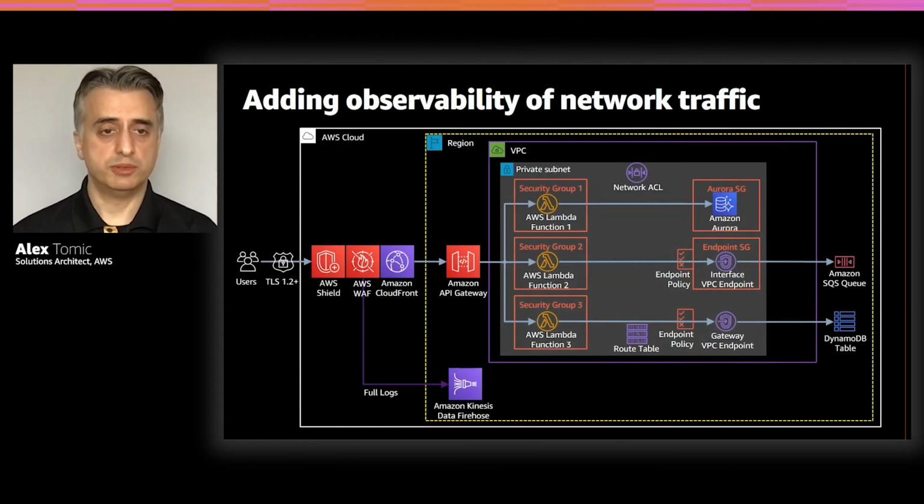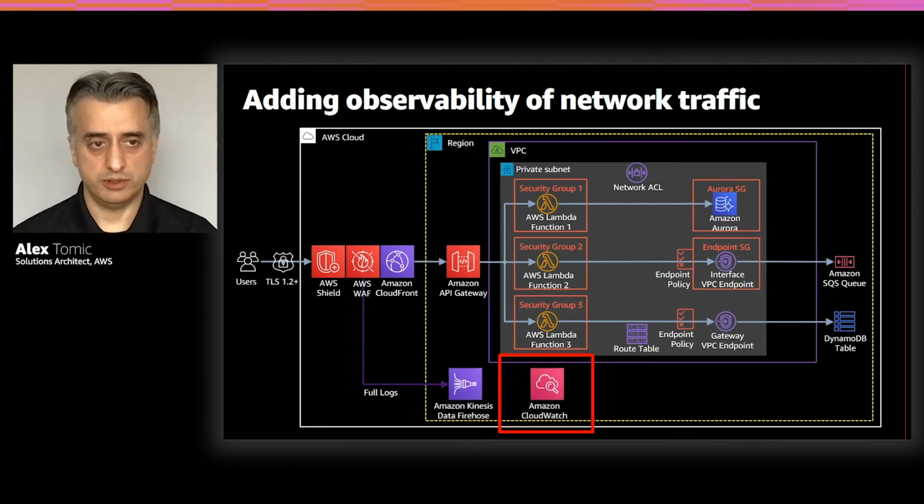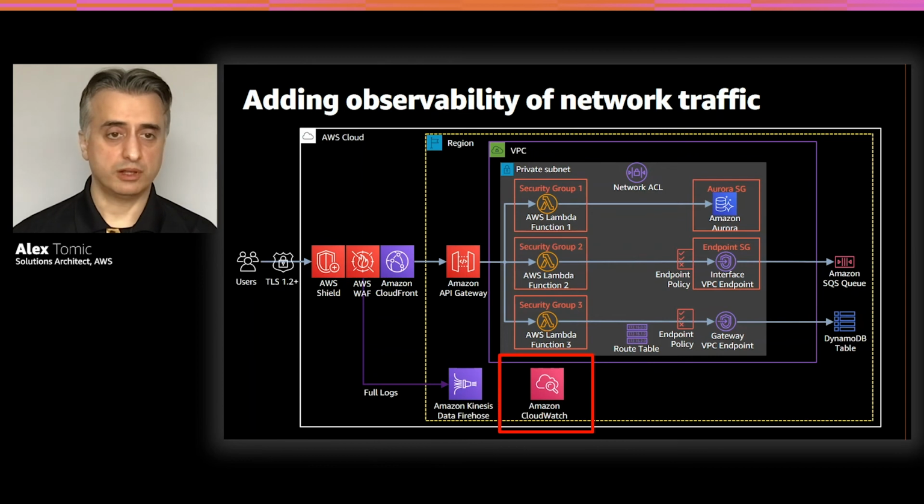Okay, now we have visibility at the perimeter. But what about resources inside of the region? Amazon CloudWatch service aggregates a variety of metrics, including network traffic metrics. CloudWatch logs aggregates both application and network logs. And some of the network-related sources for logs are VPC flow logs and Route 53 resolver query logs.